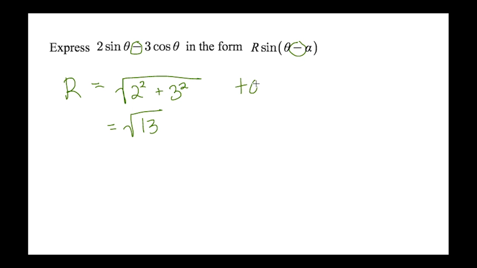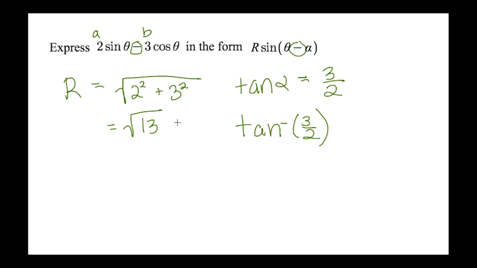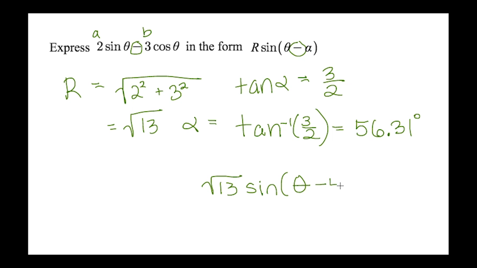Now, in order to find alpha, we set tan of alpha equal to B over A. Here A is 2 and B is 3. Taking the inverse tangent of 3 over 2, we find that alpha is 56.31 degrees. So to rewrite in this form, it's the square root of 13 times the sine of theta minus 56.31 degrees.